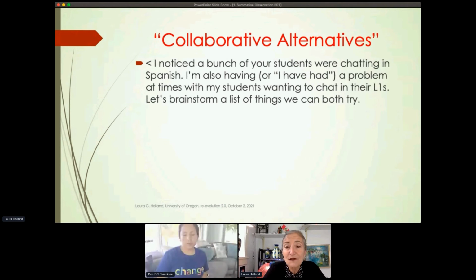I noticed a bunch of your students were chatting in Spanish. I'm also having, or I've had this problem at times too, with my students all speaking in Chinese with each other, or wanting to chat in their L1s. Let's brainstorm a list of things that we can both try. Right? So much more collaborative.